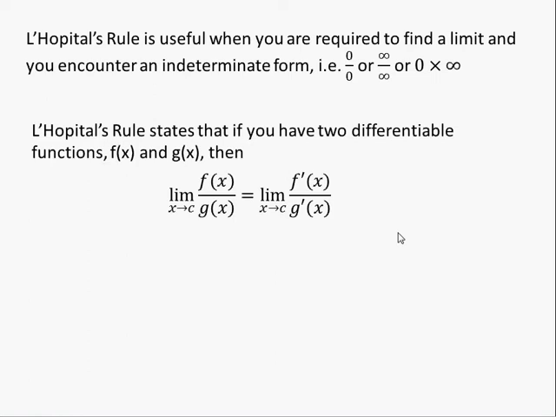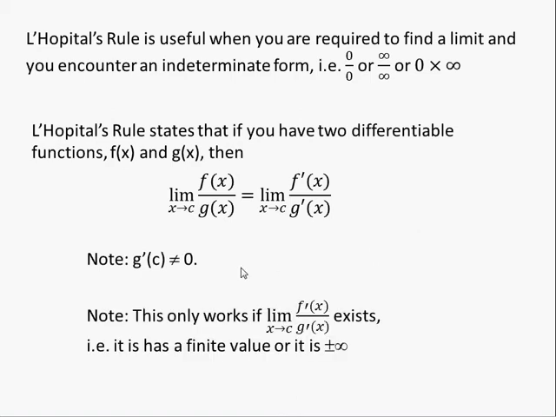The 2 conditions before we go on. Obviously can't divide by 0, so the limit of g prime x as x approaches c can't be 0, which is what I've written there. And obviously if this is going to work, then this right hand limit here has to actually exist. So it has to have some finite value, or has to be plus or minus infinity.